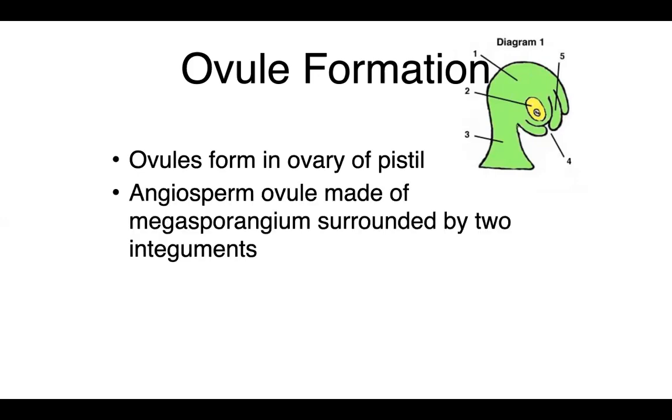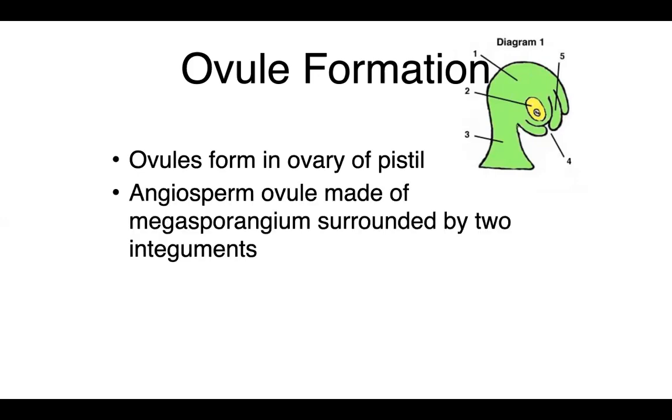Okay, next we're going to look at how the ovule is formed. Now, this is one of my favorite topics in the category of plants because people don't usually think of plants as being that complicated, but this is actually a pretty amazing process. So ovules form in the ovary, obviously.